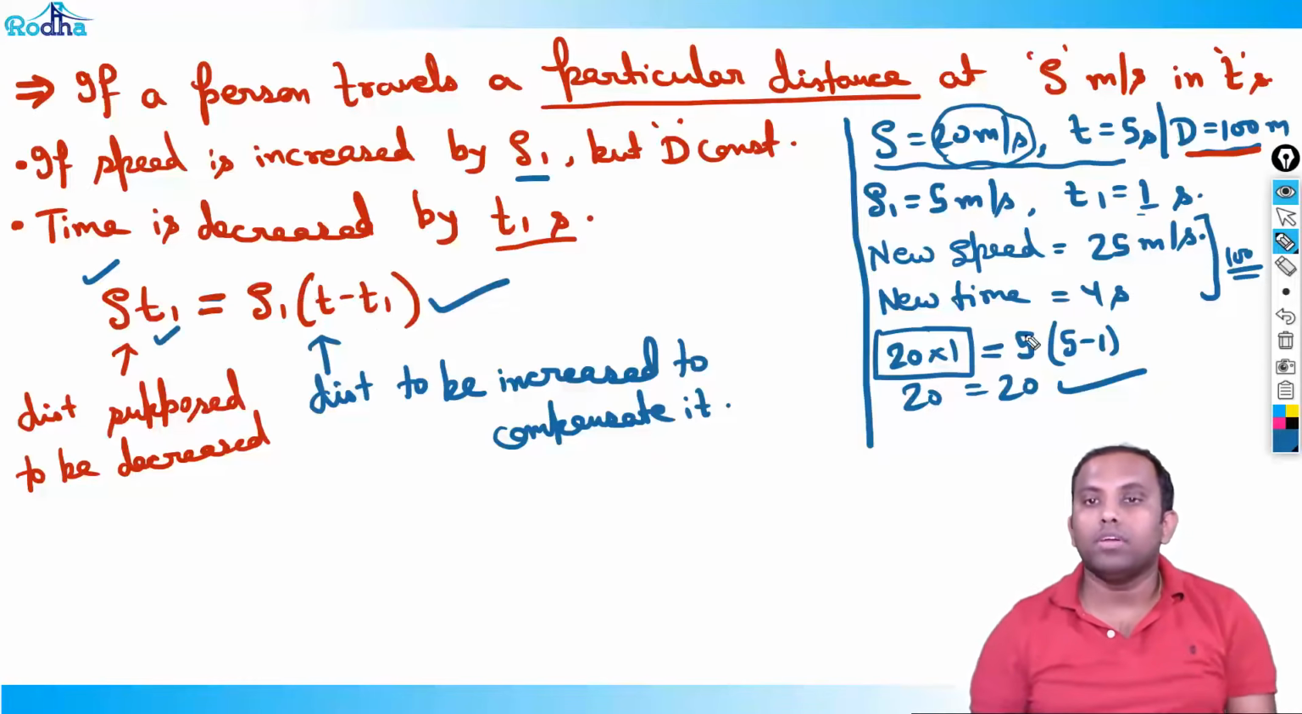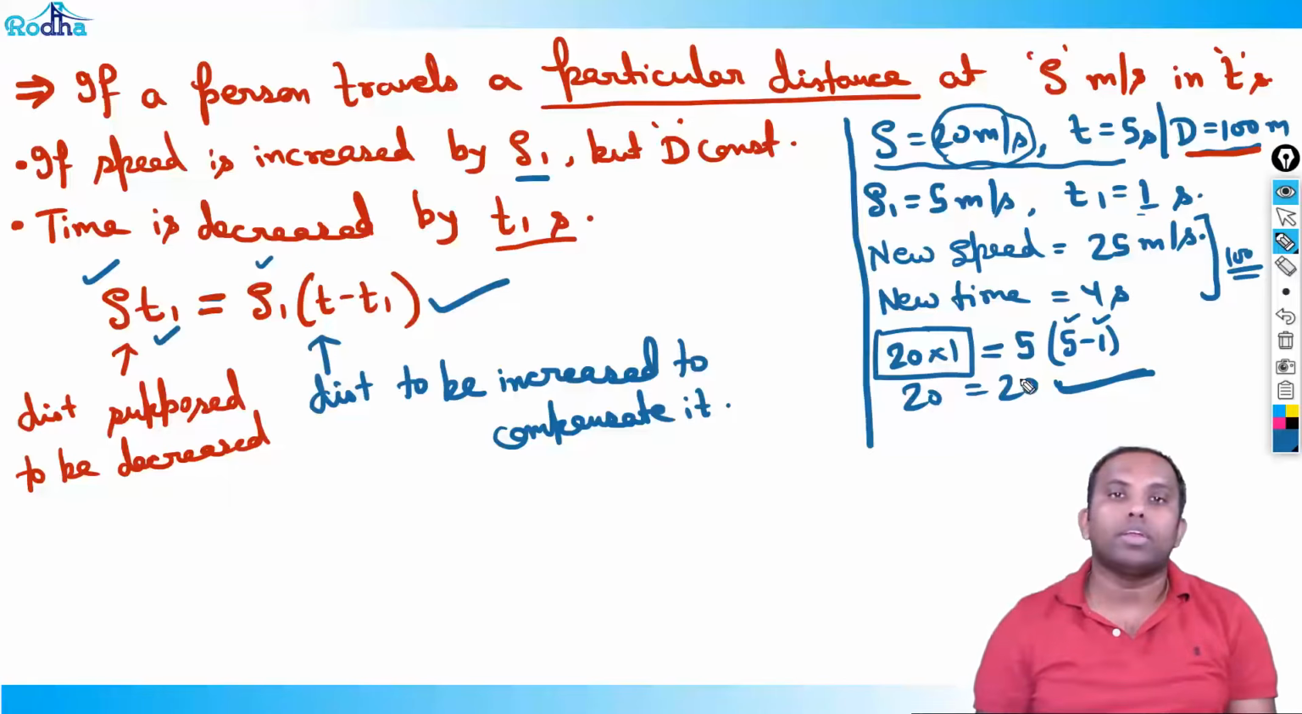Okay, what is the rest of time here? S1 into T minus T1. S1 is 5, and T is also 5, and T1 is 1. So 5 into 4 is again 20, right? So this is correct. 20 equal to 20. That is correct. Okay. So right now you can write here.